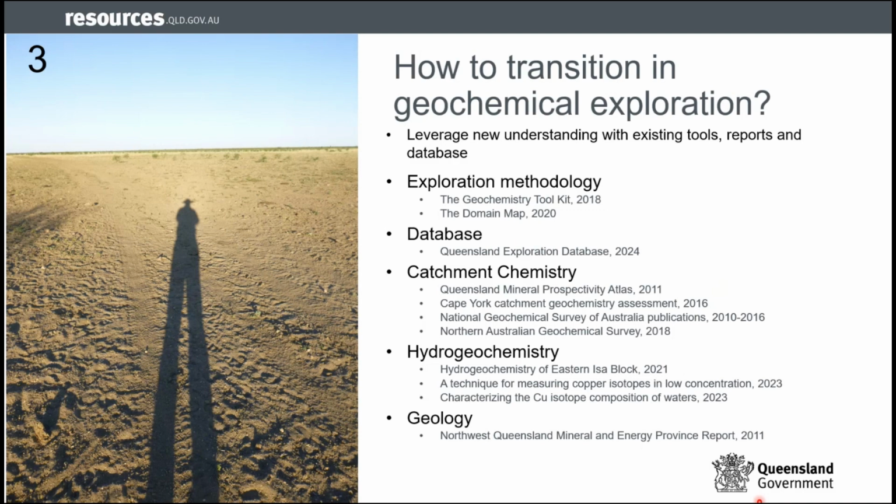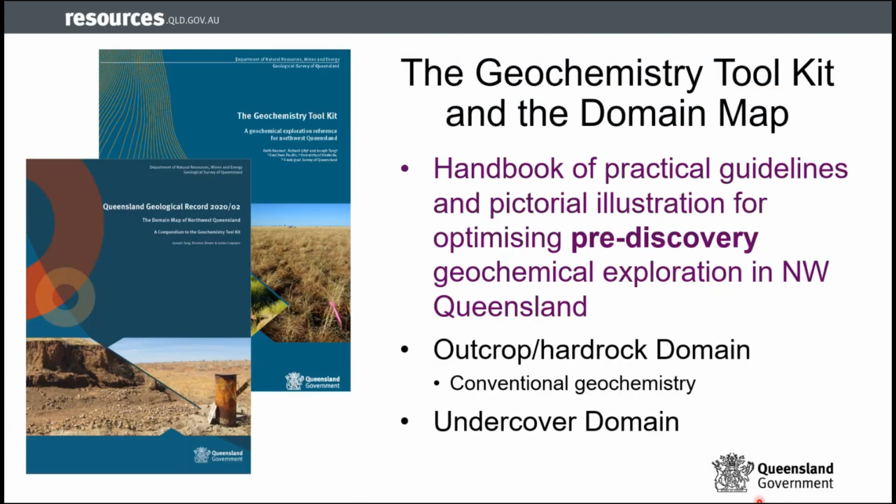Okay, I'll walk through individual packaging, give you a bit more explanation before I sum up. But the geochemical toolkit, the catchphrase that we use, is that it's a handbook of practical guidelines and pictorial illustration for optimizing pre-discovery. That's the important word. That's because it's for exploration, geochemical exploration in Northwest Queensland. Why Northwest Queensland? Well, because the examples that we use are for Northwest Queensland. And the more important thing is that because the funding that we get is for Northwest Queensland. That's why we got to add the Northwest Queensland into it.